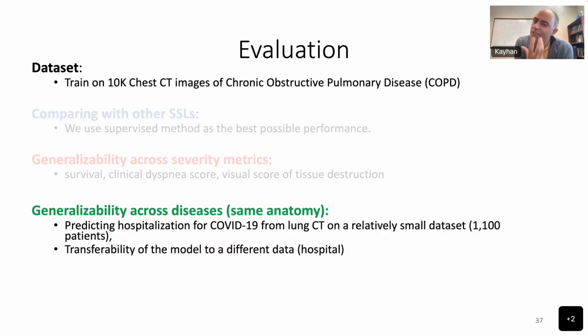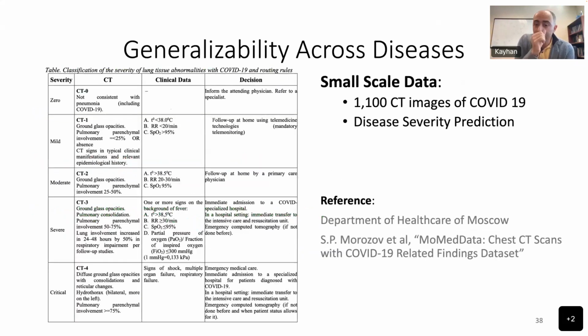And we want to see whether this approach that is trained on COPD, chronic obstructive pulmonary disease, can bootstrap this method. The data set is coming from the Moscow Department of Health. There are 5 levels of severity that are decided based on clinical measures such as oxygen level, temperature, and heart rate, as well as reading from the CT.